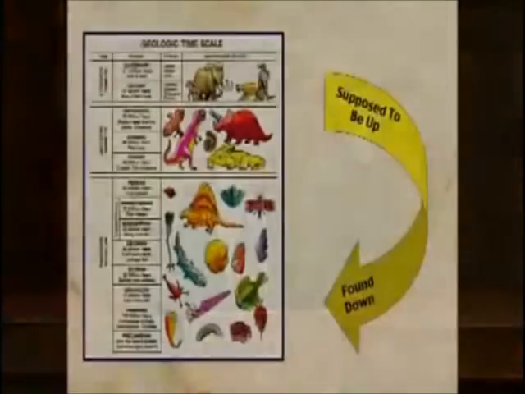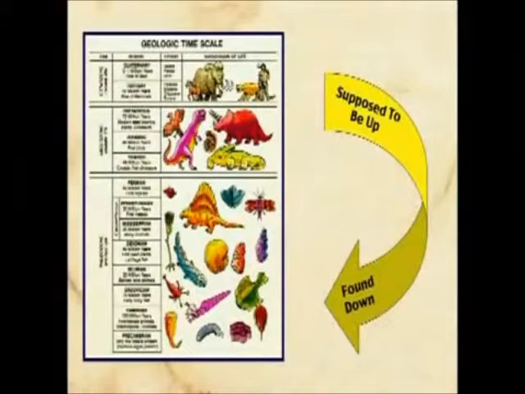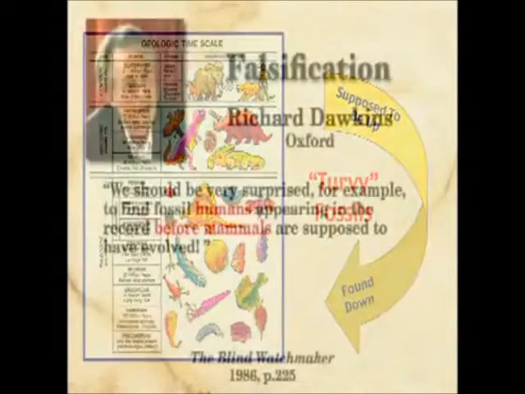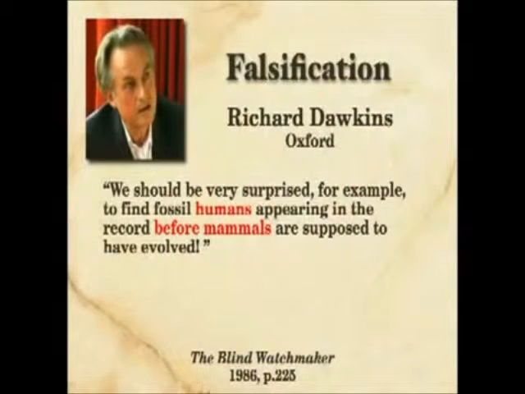But the thing that really is a test in the mind of the evolutionist is the other kind of contradiction. What's supposed to be up found down, or what we'll call the turvy fossils. Because if the mammals had not got there yet and you find them down here at the bottom, then obviously you got a real challenge. Richard Dawkins describes the implications. We've spoken about him several times this week.